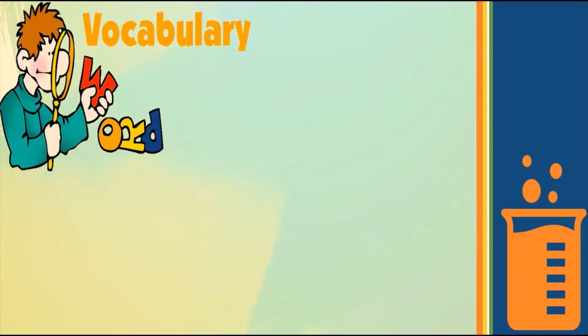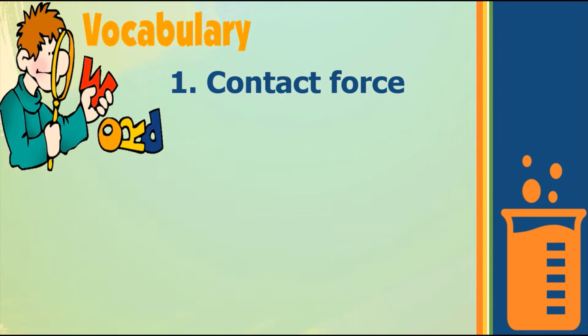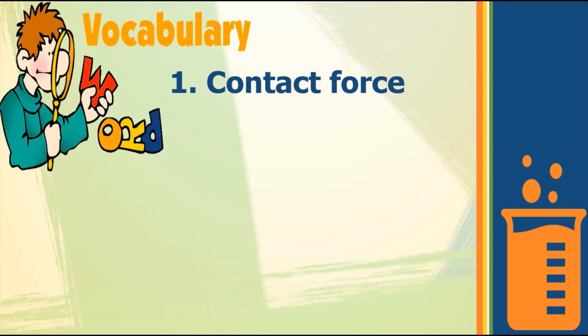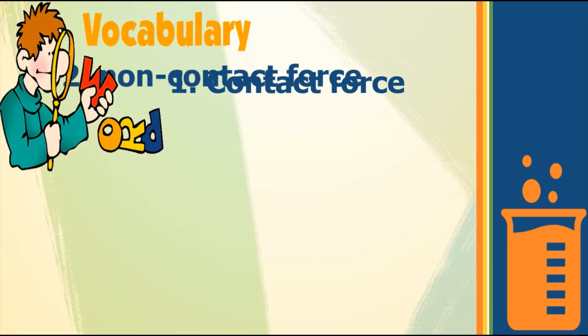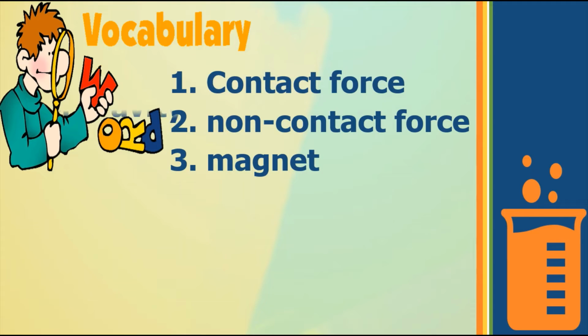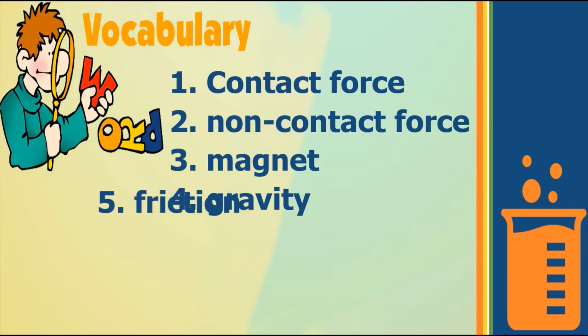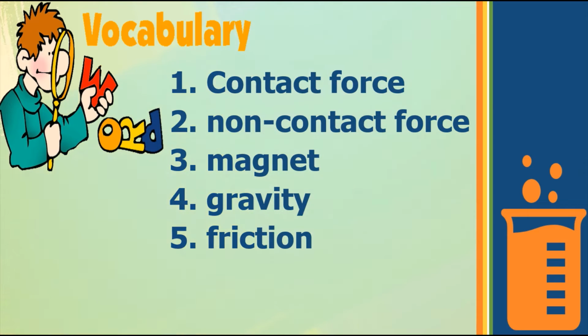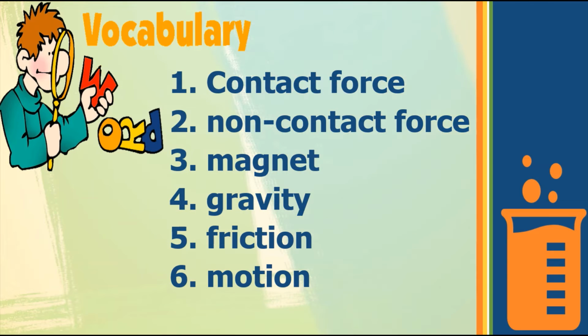For our vocabulary words, you see here, contact force. I want you to repeat each word after I read them. Number 1, contact force. Number 2, non-contact force. Number 3, magnet. Number 4, gravity. Number 5, friction. Number 6, motion.